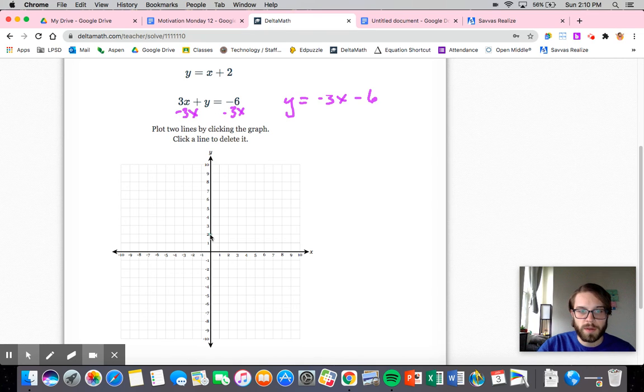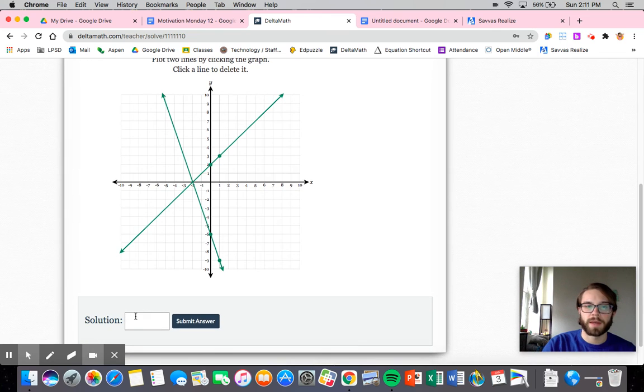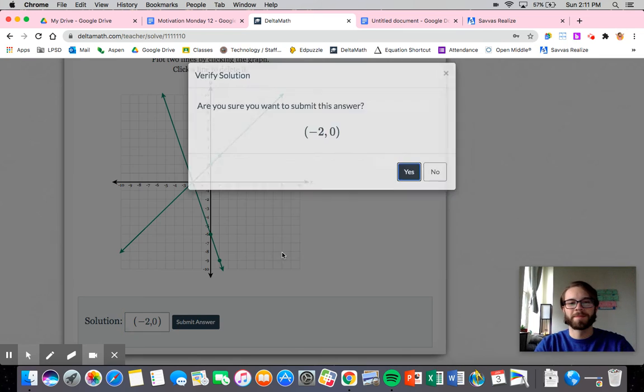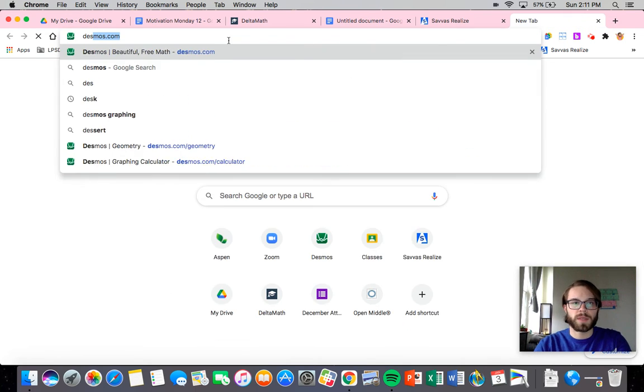So we go up 2, and then up 1, to the right one. And then on this one, we go down 6, then down 1, 2, 3, over 1. And again, we have a nice point of intersection at negative 2, 0. Oops, there we go. And we're good.